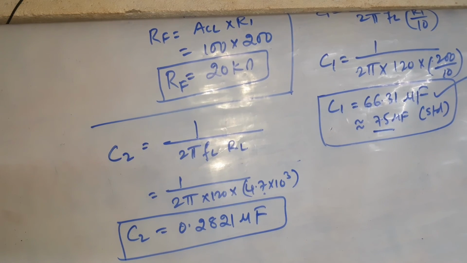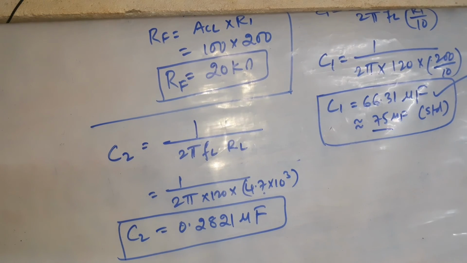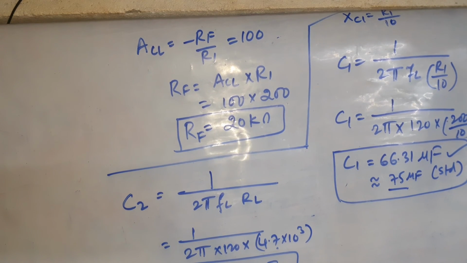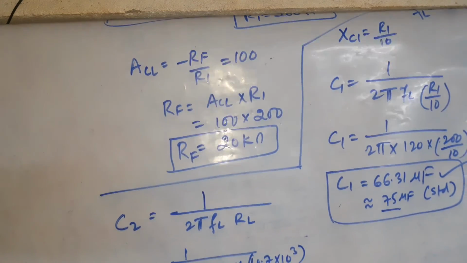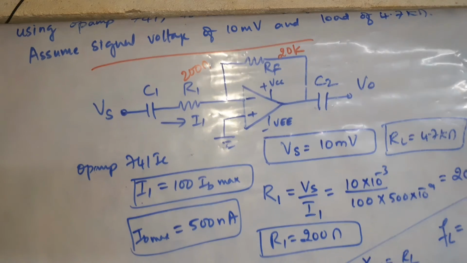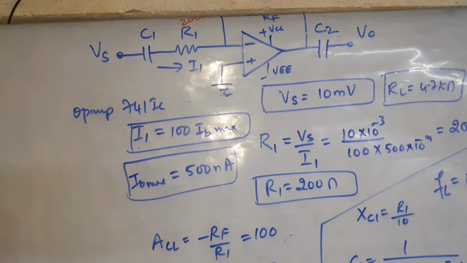As much as possible, try to keep your capacitance value in microfarad, micro, nano, pico, like this. This is what the C1 C2 solution is. So with this, the solution ends here. Thank you.